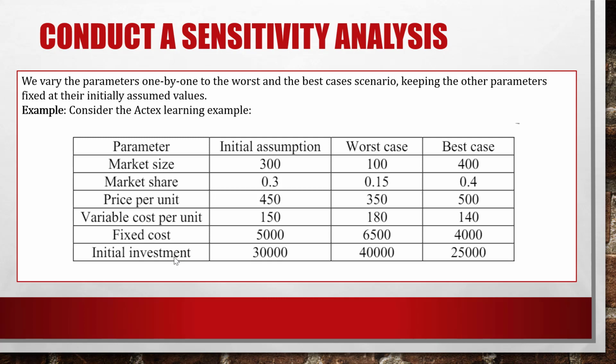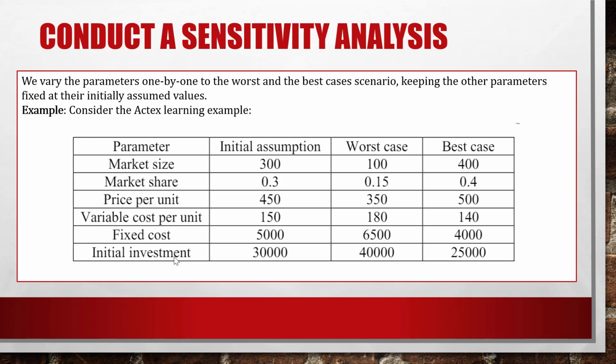The second assumption: we assume that the market share varies between 0.15 and 0.4. The price per unit is the next assumption. We assume it varies between 350 and 500, depending on the situation and circumstances. The variable cost per unit also varies between 180 and 140.